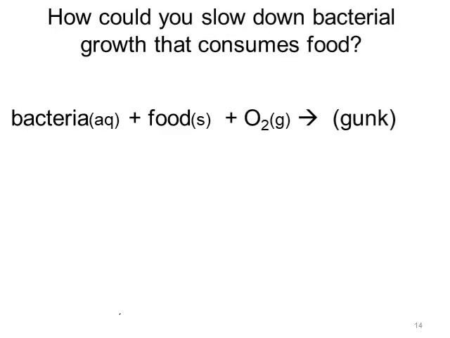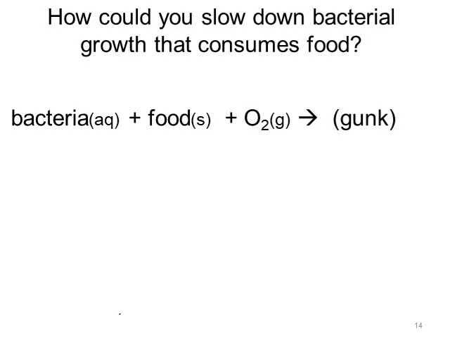Okay, here is another bad example. If you take bacteria and food and oxygen, and the three of those things react, you get gunk. Now, obviously, this is a bacterial reaction, not a chemical reaction. I'm making a gross overassumption, though, that bacteria are so small that they cannot control their reaction rates. And so you can control the chemical reactions in bacteria the same way you can control regular chemical reactions.